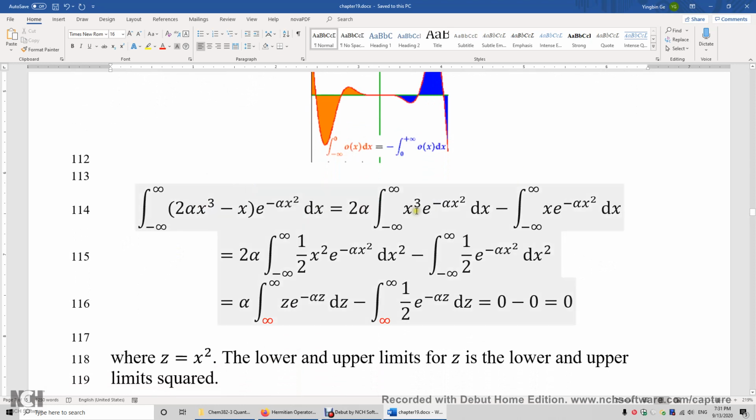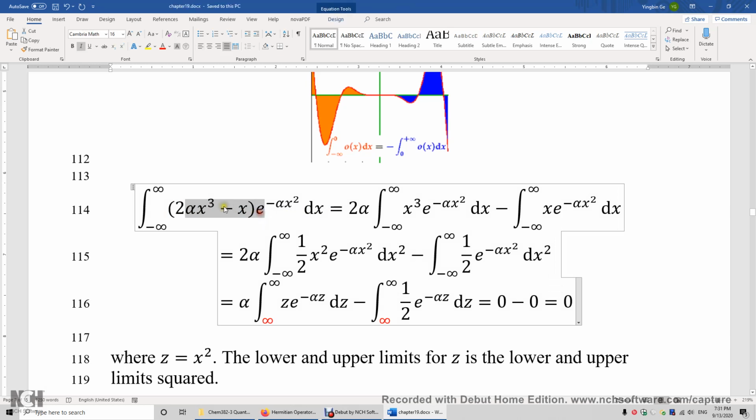We can also derive this, I think. What you need to do is, again, this is an odd function, so we know it's 0. But we can do it step by step. We separate these two parts. We have x to the power of 3. Over here we have x. In front we have a coefficient. But don't worry about the coefficient. I'm about to prove this is 0, this is 0, because x to the power of 3 is an odd function. X is an odd function as well.